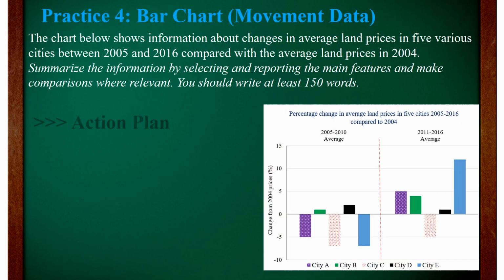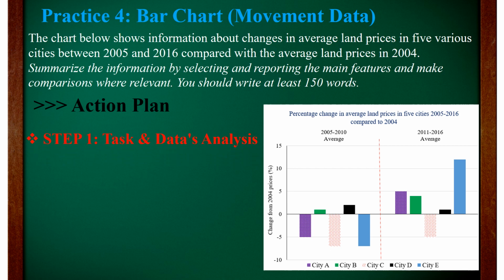Now let's move to the action plan. As previously mentioned, there are 3 steps to follow. First and foremost is step 1, task and data analysis, which is the pre-writing stage. Let's have a look at the exercise. For timescale, it is a movement data because it was about changes in average land prices between 2005 and 2016.